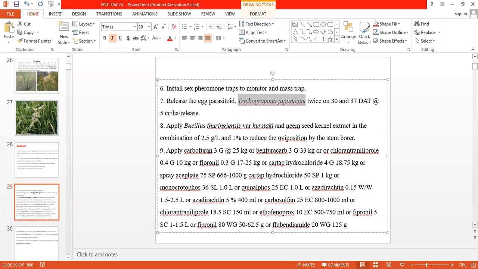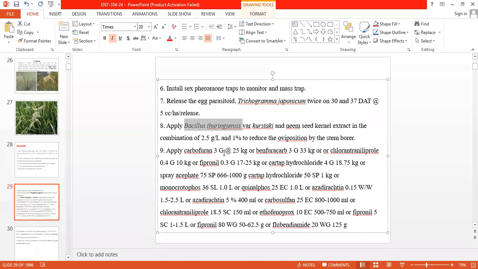Then application of Bacillus thuringiensis, that is the BT variety. In that, kurstaki and neem seed kernel extract in the combination of 2.5 gram per liter and 1% to reduce the oviposition of stem borer.